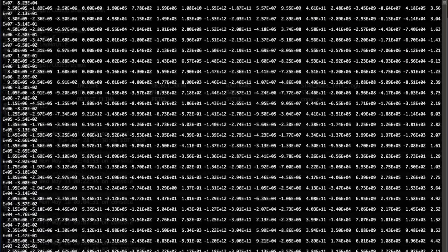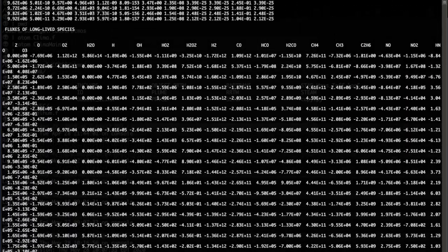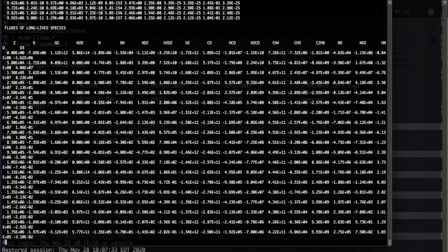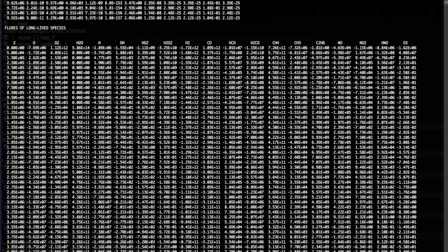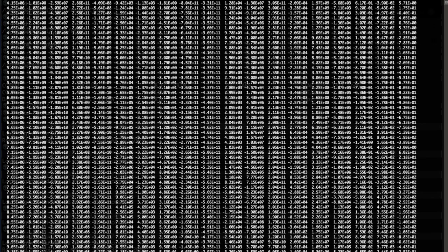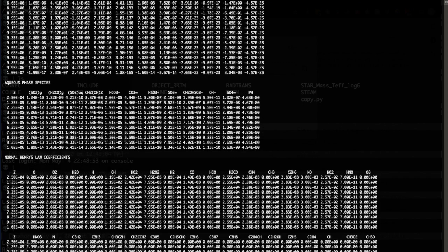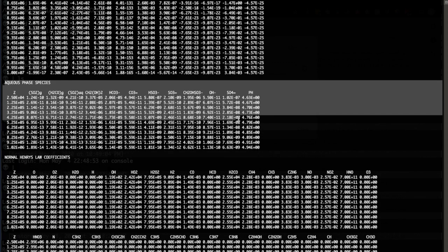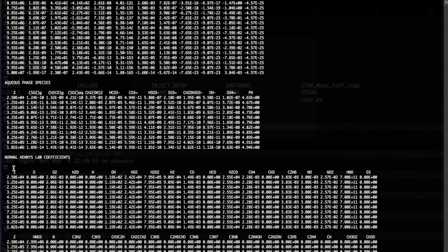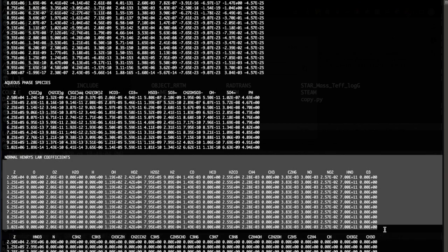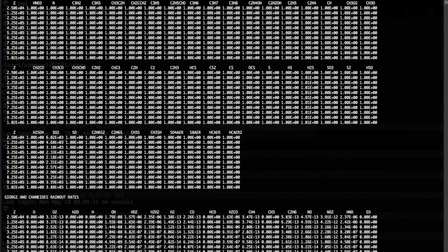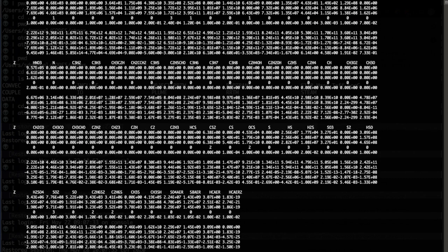Can make the font a little bit smaller here. This is now the fluxes of the long-lived species. Again, positive is up. So if you have a negative number here, that's flowing down, positive number is up, for each molecule, for each layer. This is information on species that dissolve in water, as well as the Henry's law coefficients for each species. Most of those are 0.